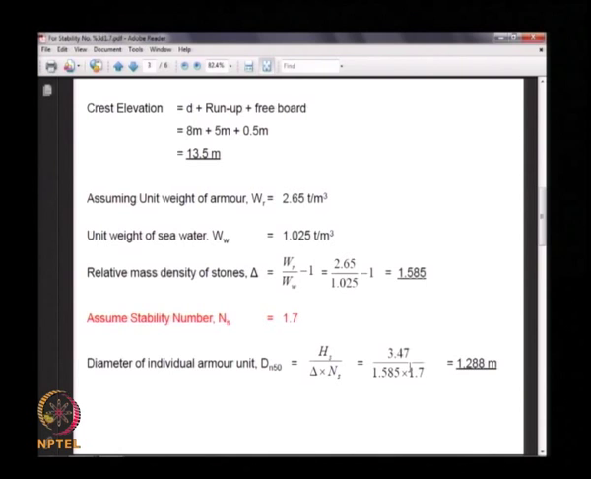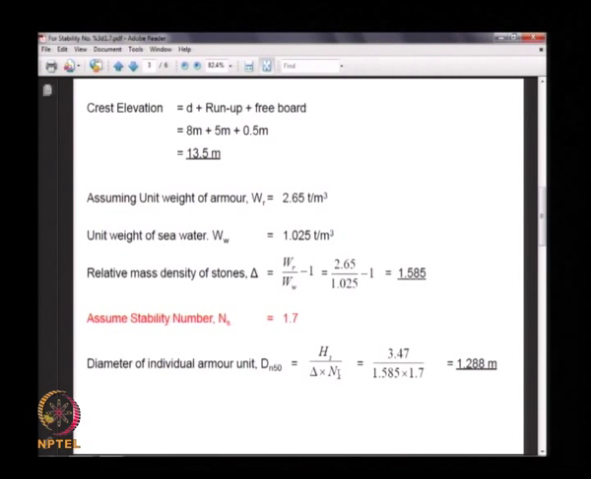So to summarize, what is required for the design purpose for the berm breakwater is the diameter of the individual armor unit, which is a function of Hs, delta and Ns. Hs is the wave climate for which you are designing, delta is the property of the armor units you are using, Ns is a stability coefficient.